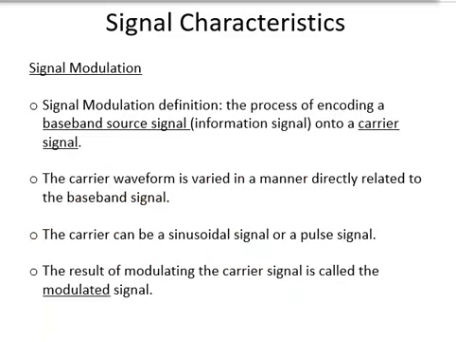Modulation is defined as the process of encoding a baseband source signal or information signal into a carrier signal. The carrier waveform is varied in a manner directly related to the baseband signal. The carrier can be a sinusoidal signal or a pulse signal. The result is called the modulated signal.